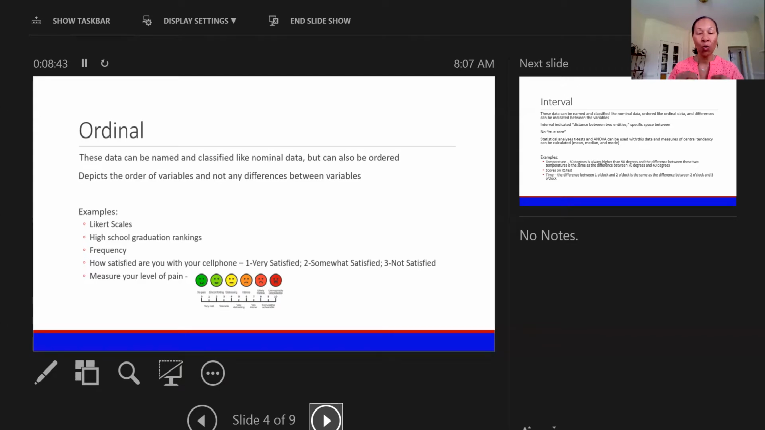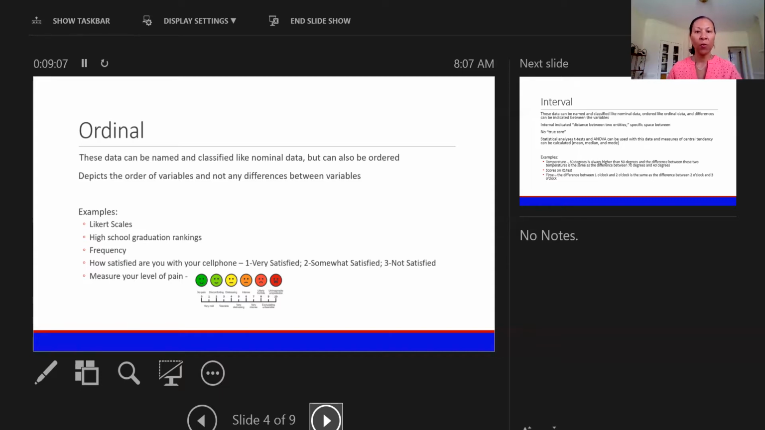Oftentimes this data, ordinal data, is very subjective, and it's coming from the individual's point of view. They may be very satisfied with their Apple phone in the morning, and they could be very dissatisfied with it in the afternoon because they drop it or it does something weird. So this is subjective. This is something that can change from point to point.